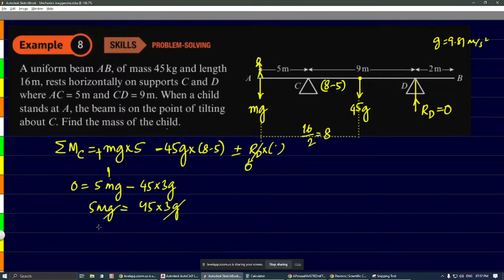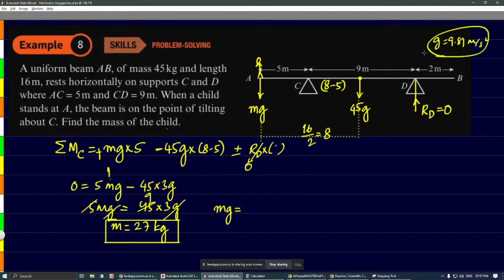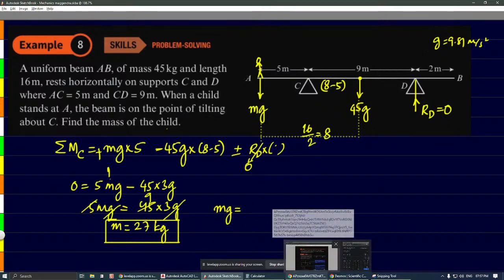So g and g will cancel out. M value will be 9 3s are 27. 27 kgs. We should not write this in newtons. If you want to find it in newtons, you have to get the value of mg, where g value is again 9.81 meters per second squared. Clear?